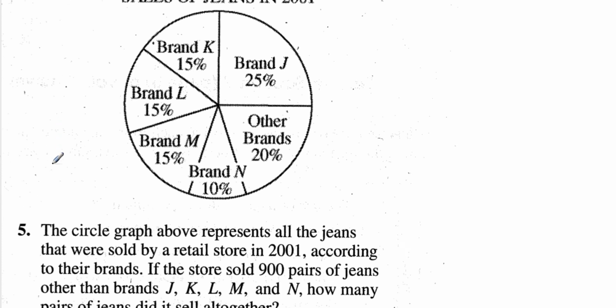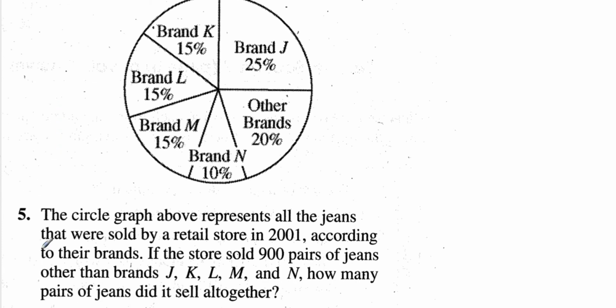And number 5. The circle graph above represents all the jeans that were sold in the retail store. Now, if the store sold 900 pairs of jeans other than brands J, K, L, M, N. J, K, L, M, N. That means these other brands is 900. How many pairs of jeans did they sell altogether? So 20% was 900. Then what is 100? Altogether meaning 100%.